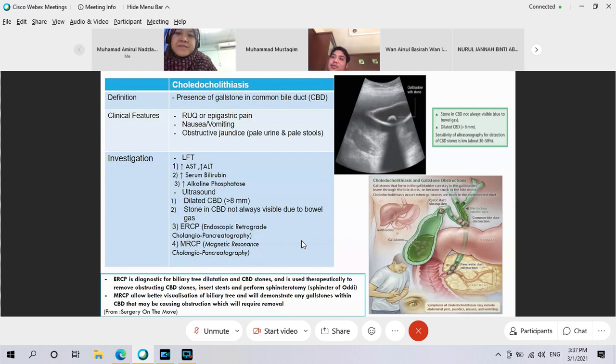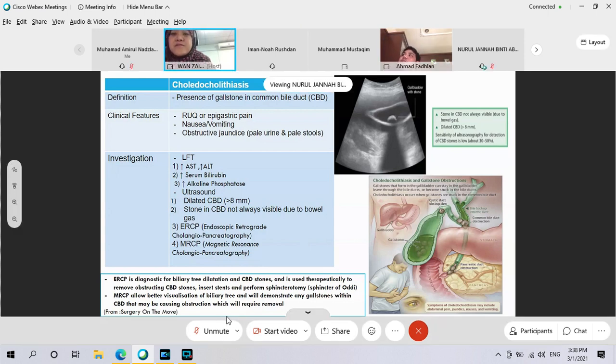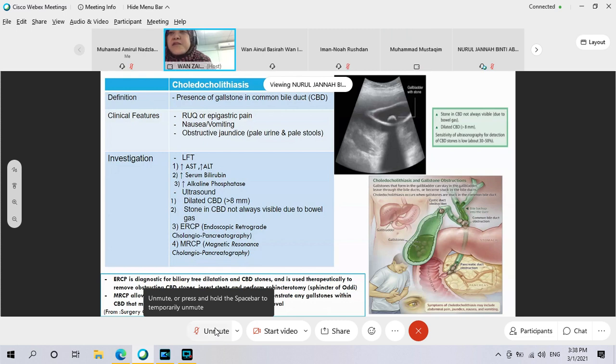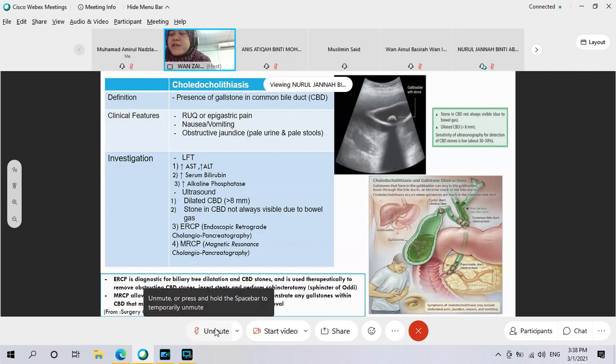Indirect ke direct? Post-hepatic. Direct. Conjugated kan doktor? Conjugated bilirubin. Conjugated tu direct ke indirect? Direct, doktor.